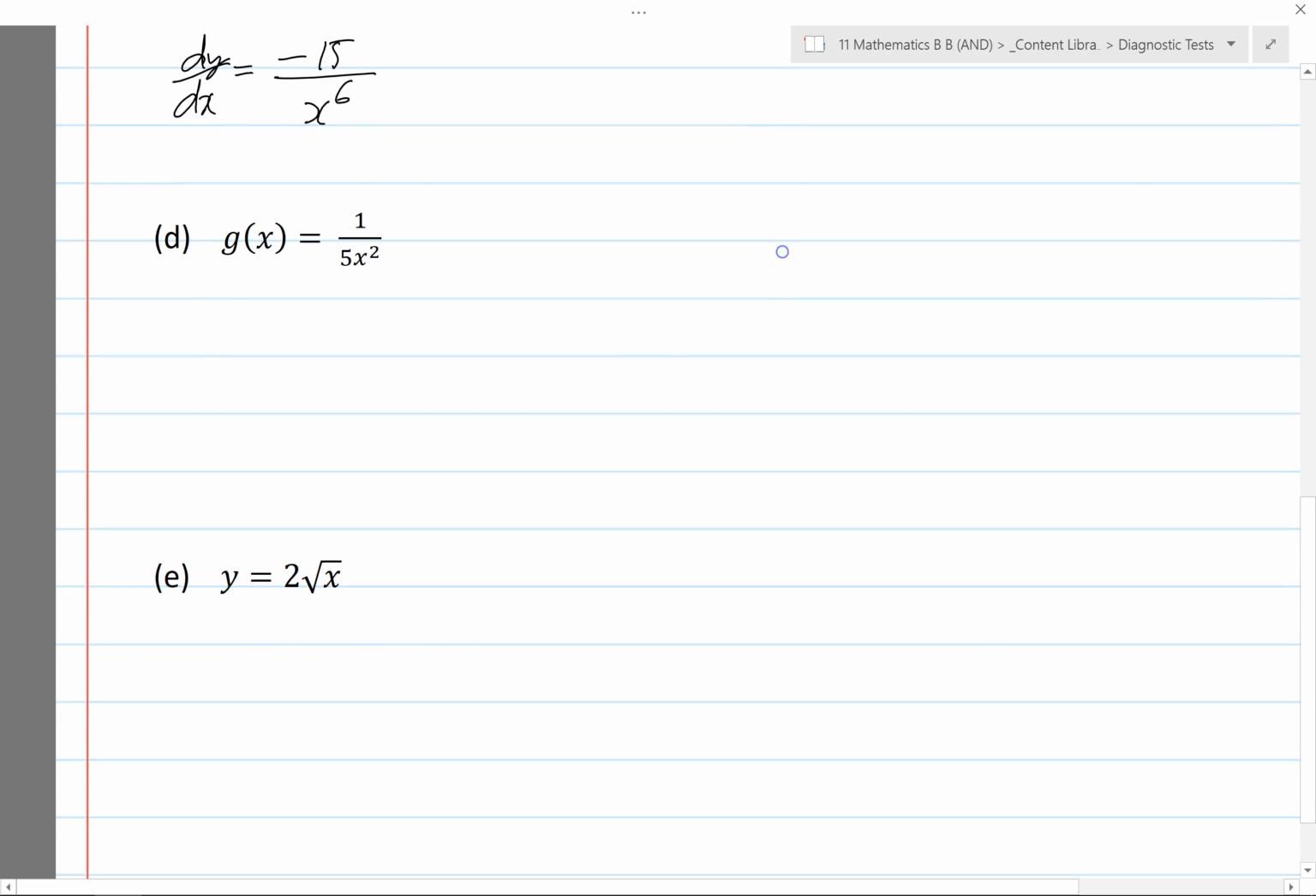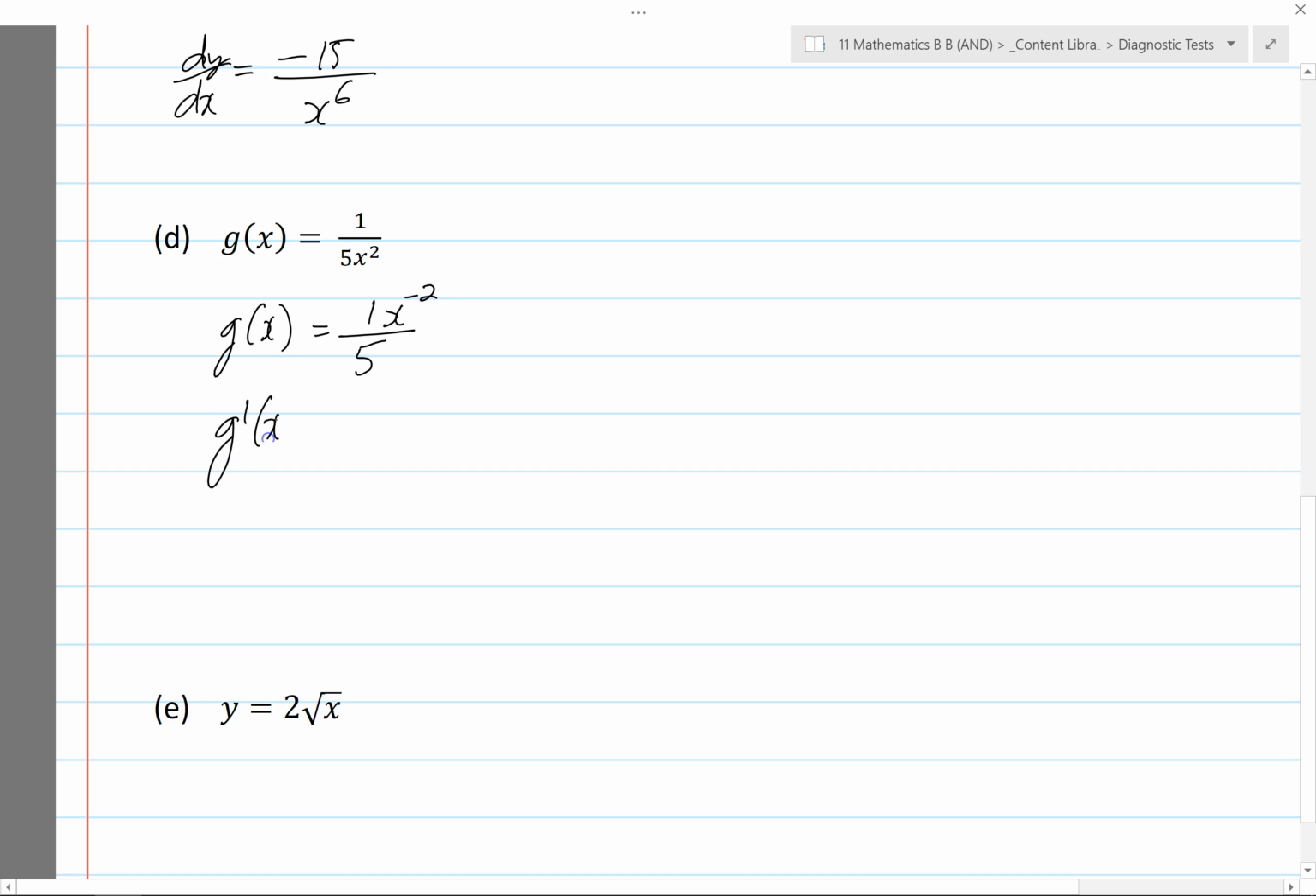Okay, part D. This time I've got the variable underneath the fraction line, so I might need to do some work before I can differentiate. So all I'm going to do is bring this x squared up to the top of the fraction, just the x squared. So the 1 on 5 would still stay the same, and x to the power minus 2.